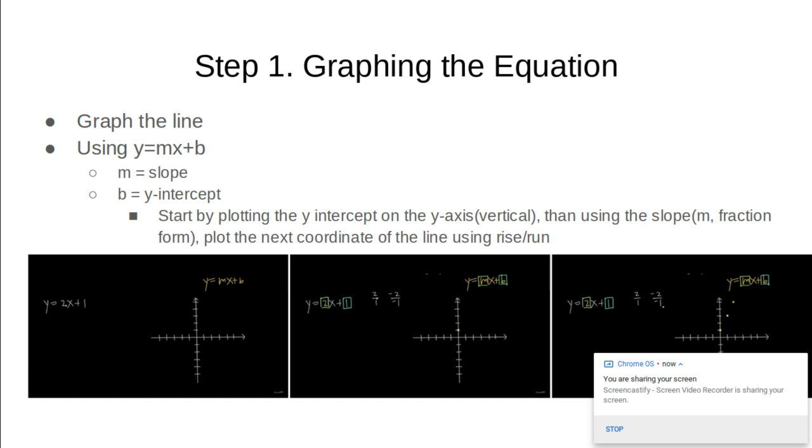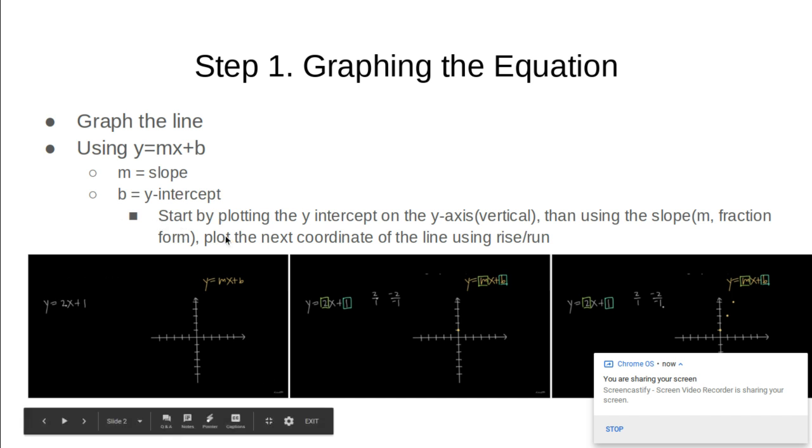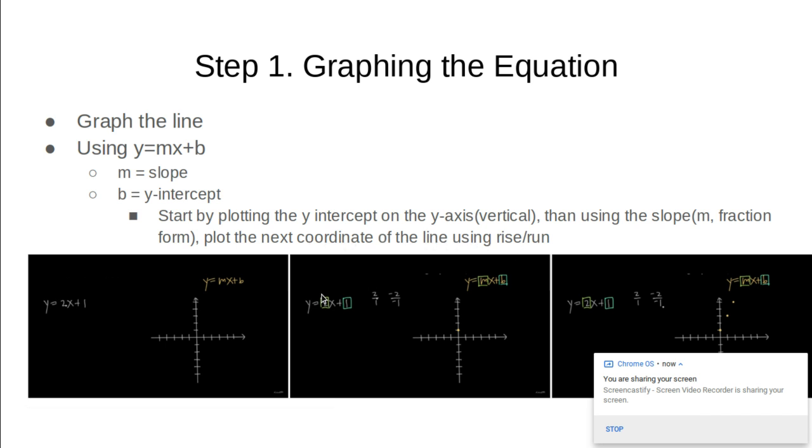Start by plotting the y-intercept on the y-axis, the vertical axis, then using the slope, or the fraction form, to plot the next coordinate of the line using rise over run. As you see here, the slope of our line is 2. The y-intercept is 1. So we will plot that line, 1 on the y-axis.